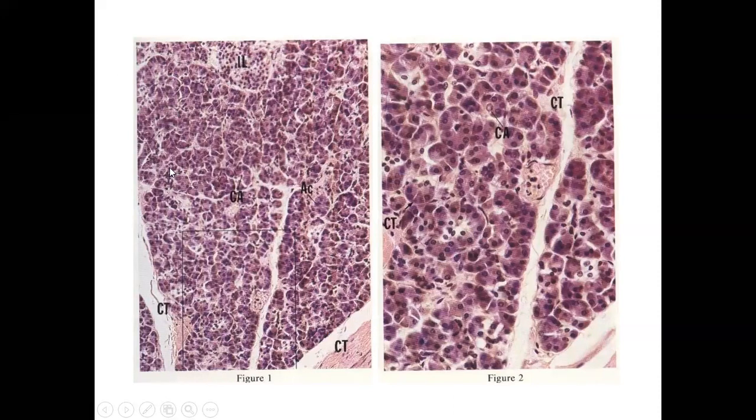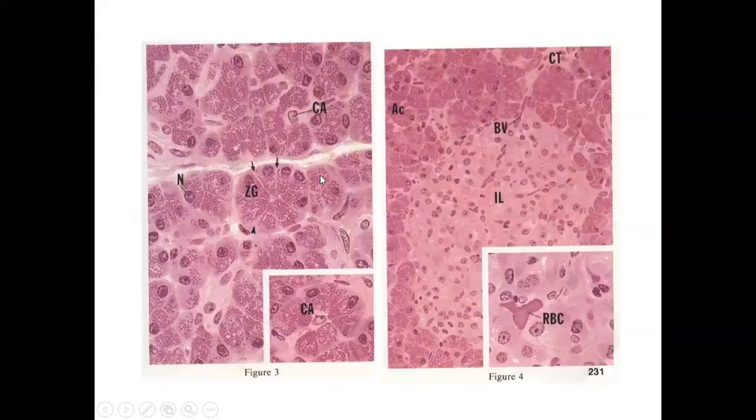This is a picture just to show you the exocrine pancreas, with the acinus and the acinar cells. You can see here, this is the acinus with the zymogen granules at the apical portion. And this is the islet of Langerhans.